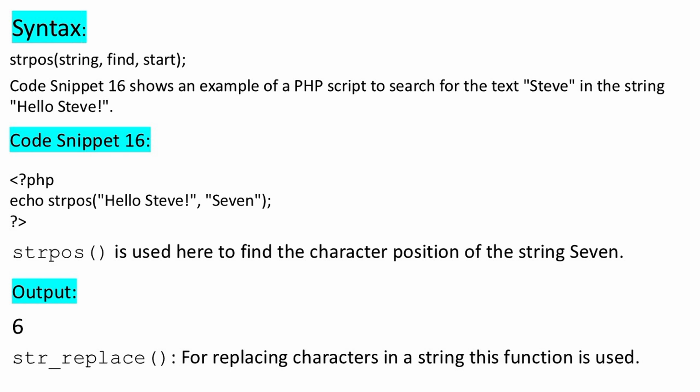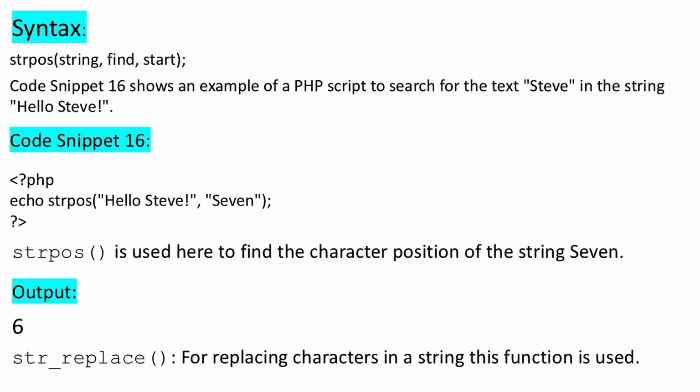In code snippet 16, the PHP code is written as echo strpos, hello, Steve. When this code runs, PHP searches for the word Steve inside the text hello, Steve. It starts counting from 0 and moves character by character until it finds the first match. Once the word is found, it returns the position where it begins. In this case, the word Steve starts at index number 6. That's why the output displayed on the screen is the number 6.